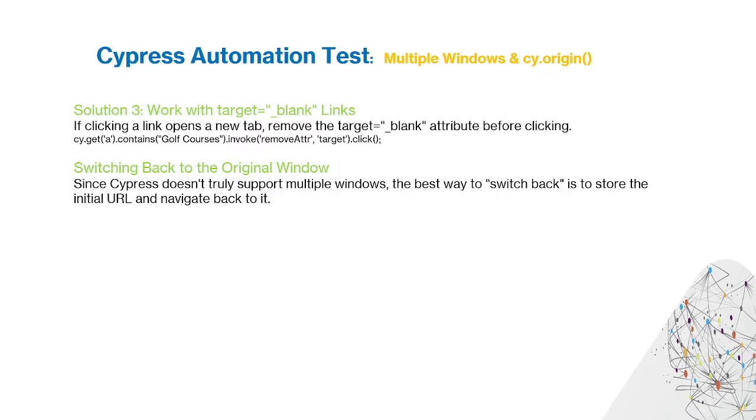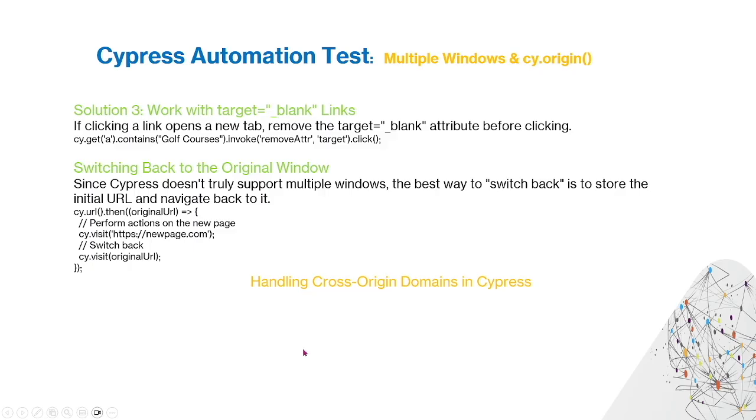Since Cypress does not truly support multiple windows, the best way to switch back is to store the initial URL and navigate back to it. Here is the code. You see this is the original URL, visit the new URL, and switch back to the original URL.